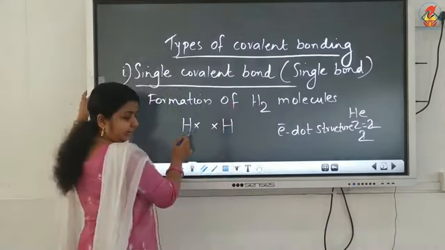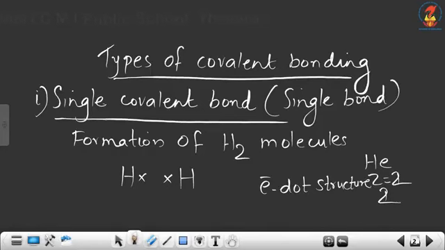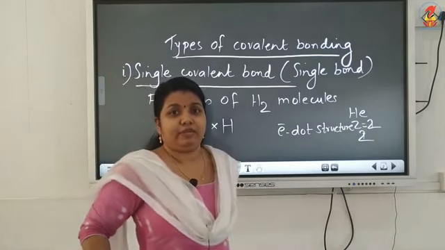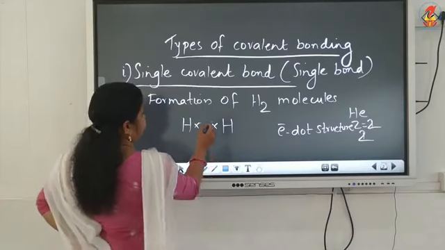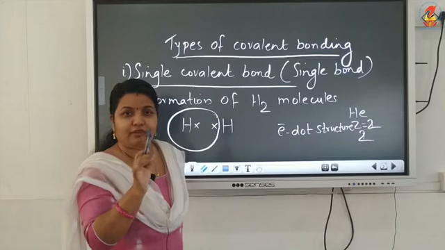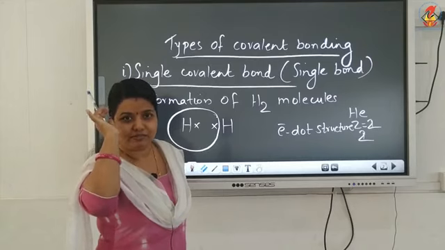Each hydrogen atom has one electron in the valence shell. Hydrogen 1, hydrogen 2: both of them have one electron each in the valence shell. So how can the first hydrogen atom attain stability? It can attain stability by gaining one more electron. So it takes one electron from the second hydrogen atom. Now look inside the circle of hydrogen: there are 2 electrons. Now this hydrogen atom is stable, isn't it? It has the configuration of helium, 2 electrons in its valence shell.